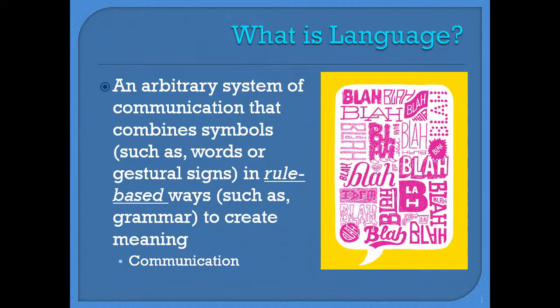Now we say that language is arbitrary because there's no reason why things are named what they're named, why the rules are what they are, and so on. So for example, why is computer called computer? Why is desk called desk? It's completely arbitrary. So we can define language as an arbitrary system of communication that combines symbols in rule-based ways to create meaning.